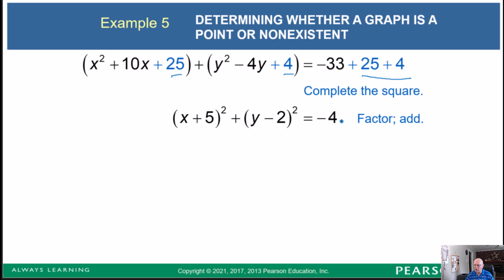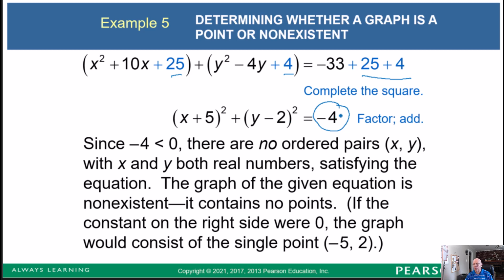Something should look bad to you. If I'm squaring two numbers, each one of those can't be negative. This is not negative, that's not negative. When I add them together, I can't get a negative answer. What's that mean? There are no ordered pairs, and the circle is non-existent, has no points. Remember, if we'd ended up with 0 here, it would be a point circle. Anything positive, and we've got a normal circle, let's say.